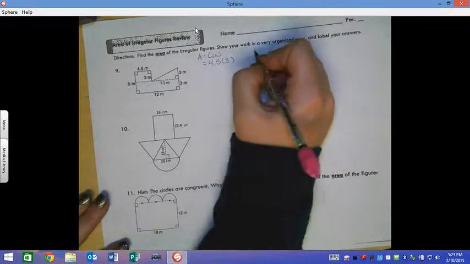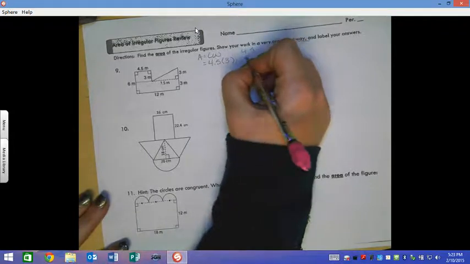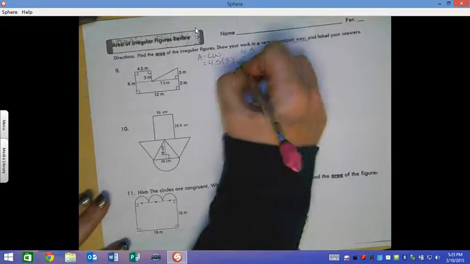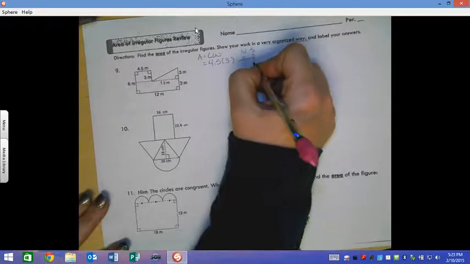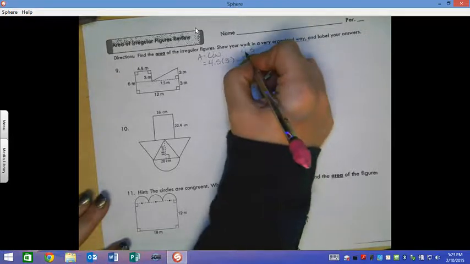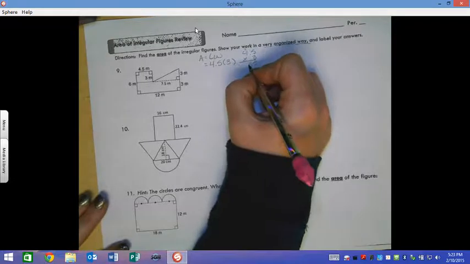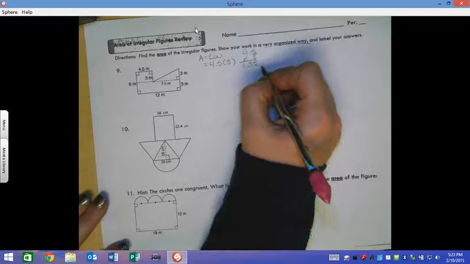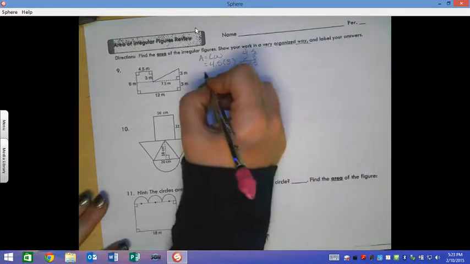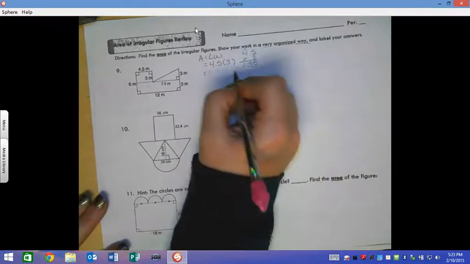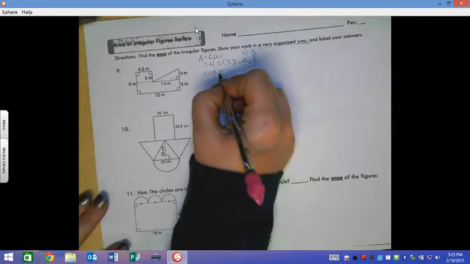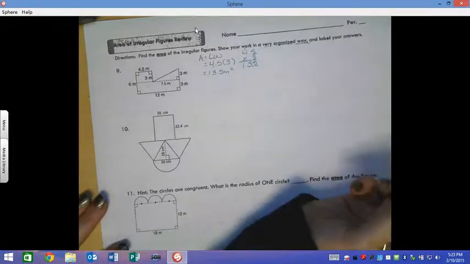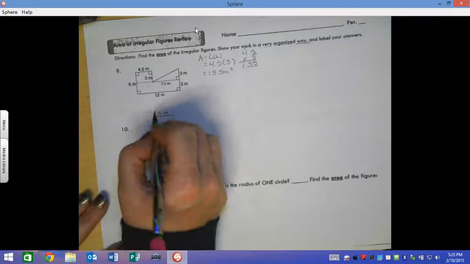So I'm going to come right here to the side and do 4.5 times 3. So 3 times 5 is 15. 3 times 4 is 12, plus 1 is 13. So we have one decimal place in our problem, so we would put one decimal place in our answer. So this one is going to be an area of 13.5 square meters. Okay, notice our units are square meters.